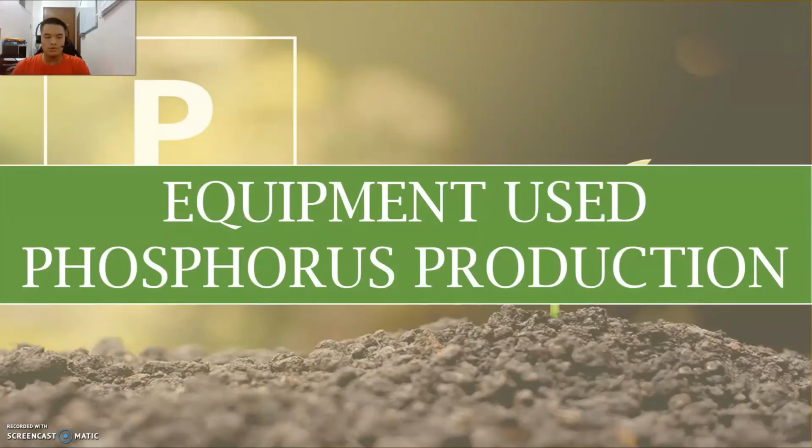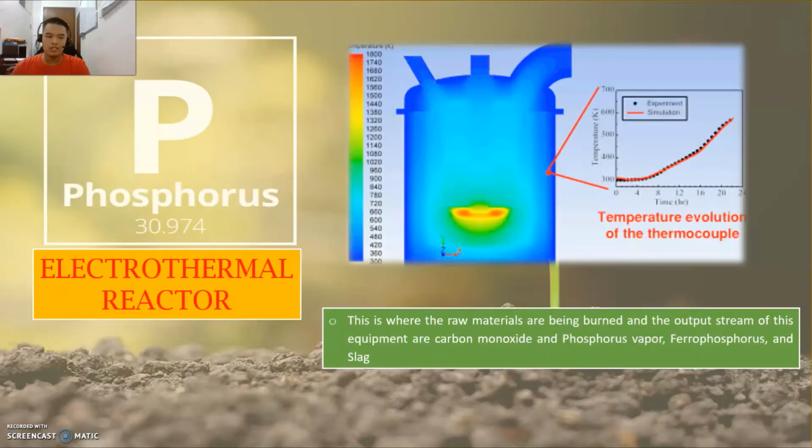In order to produce the white and red phosphorus, certain types of equipment must be present. The first of which is the electrothermal reactor. This device allows the reaction from the raw materials to take place to produce the said phosphorus. This is where the raw materials are being burned, and the output stream of the electrothermal reactor is carbon monoxide, phosphorus vapor, ferrophosphorus, and the slag.